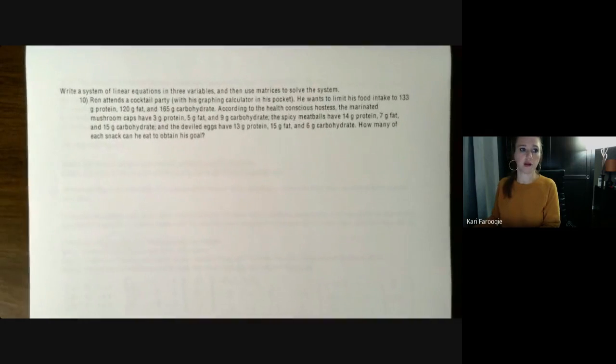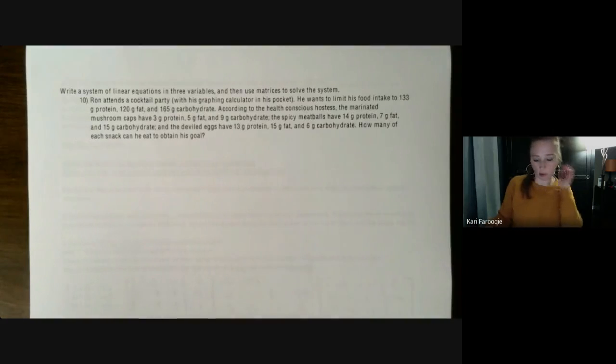Okay. The last thing I wanted to do in 6.1 was I thought it would be a good idea for us to go through this word problem because we haven't done a word problem with 3 equations and 3 unknowns. So number 10 in 6.1 I think would be a good idea.